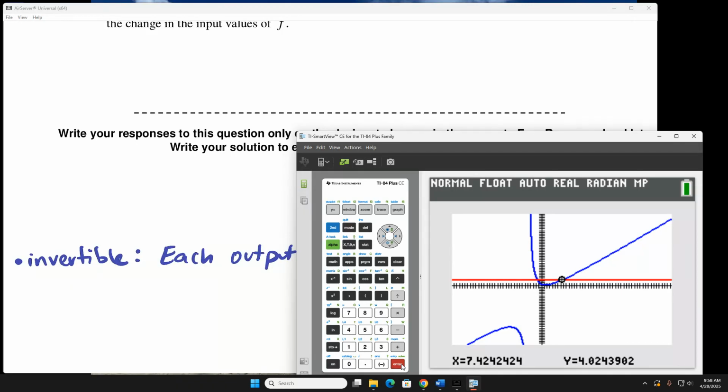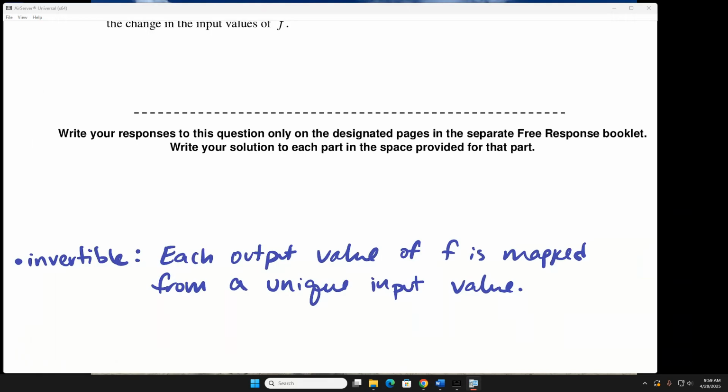Of whatever it is, we'll say f, is mapped from a unique input value. That's what you would say if that is true. And if you're looking at a graph, you're looking for whether it passes the horizontal line test.